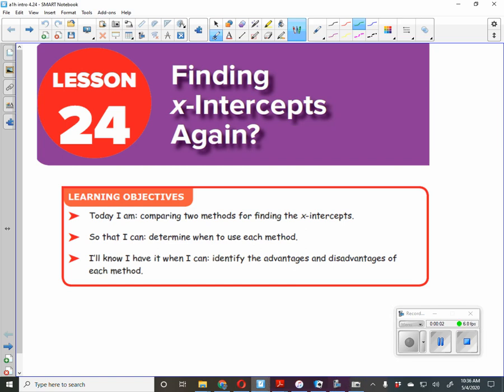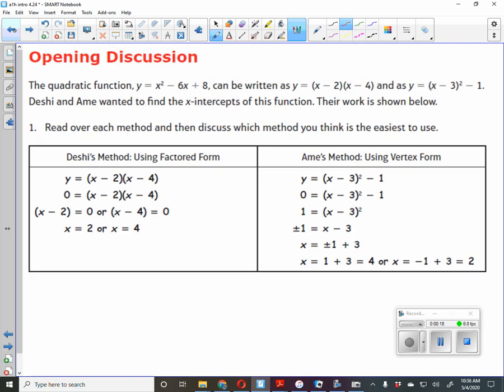We are revisiting finding x-intercepts again, and if you remember what that means, that just means that when I have a parabola, we know it crosses the x-axis sometimes, sometimes it doesn't, and we're going to pay attention to that also. All right, in the opening exercise here on lesson 24, we've got two methods of solving the same equation.